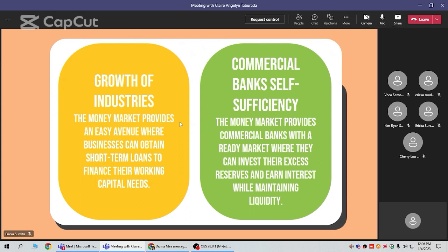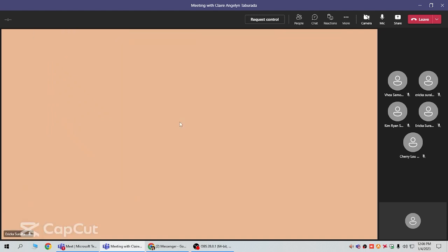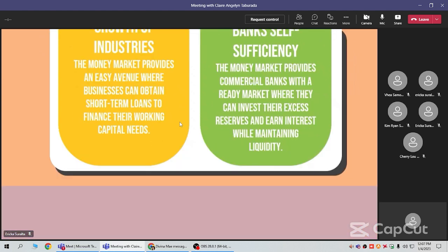self-sufficiency. So the money market provides commercial banks with a ready market where they can invest their excess reserve and earn interest while maintaining liquidity. So short-term investments such as bills of exchange can easily be converted to cash to support customers' withdrawals. So also, when faced with liquidity problems, they can borrow from the money market on a short-term basis as an alternative to borrowing from the central bank. So the advantage of this is the money market can charge lower interest rates on a short-term loans than the central bank typically does. Okay, let's proceed to the next slide please.